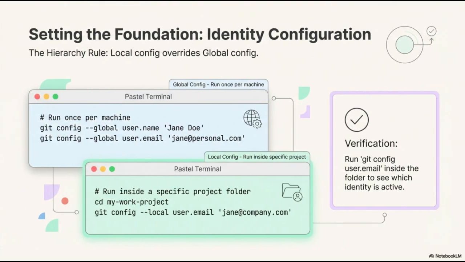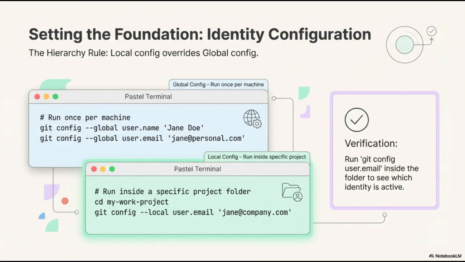When setting the foundation for your development environment, identity configuration is your first step. Git operates on a hierarchy where local configurations override global ones, allowing you to manage different identities for different projects seamlessly. For your general setup, you will typically run the global configuration once per machine. By using the git config --global command, you establish a default name and email address, such as a personal account, that will apply to all your repositories.